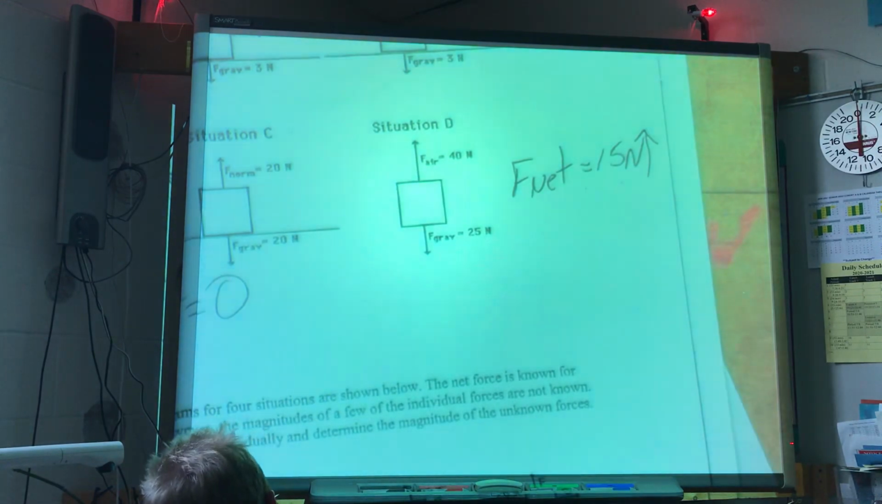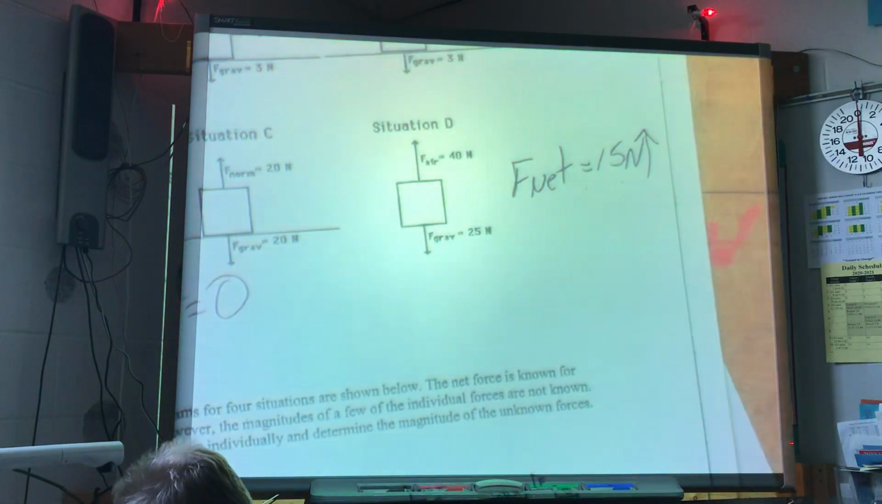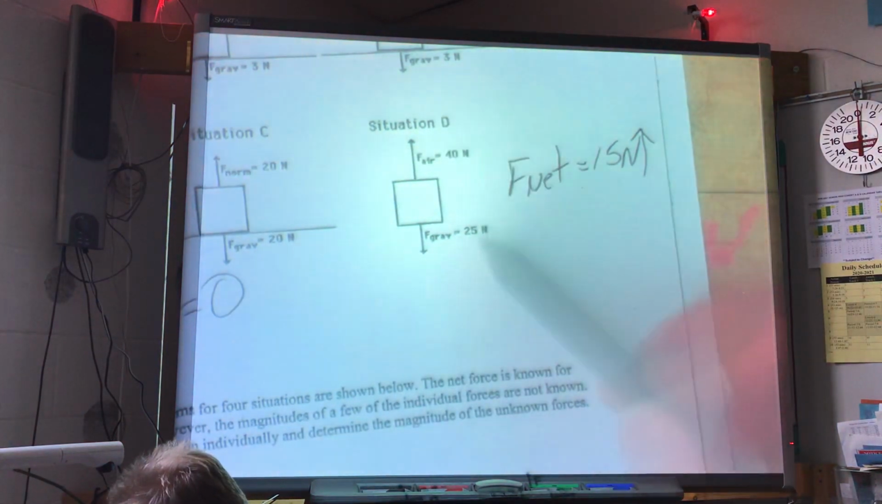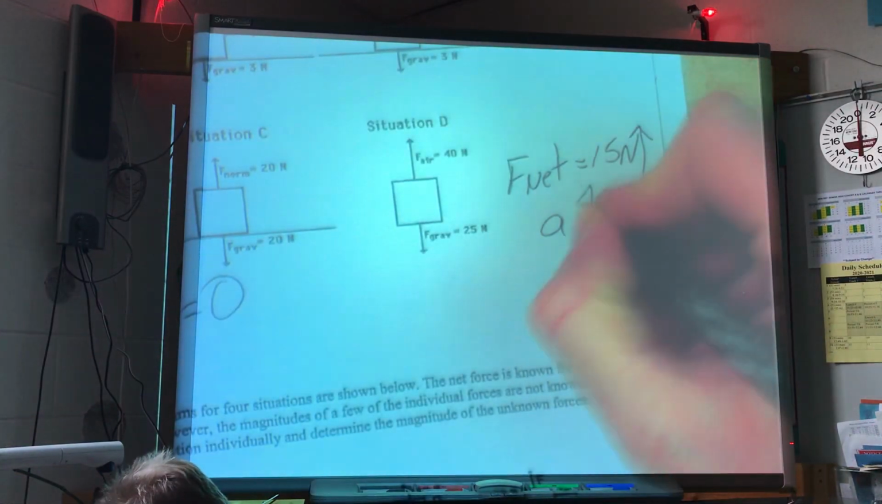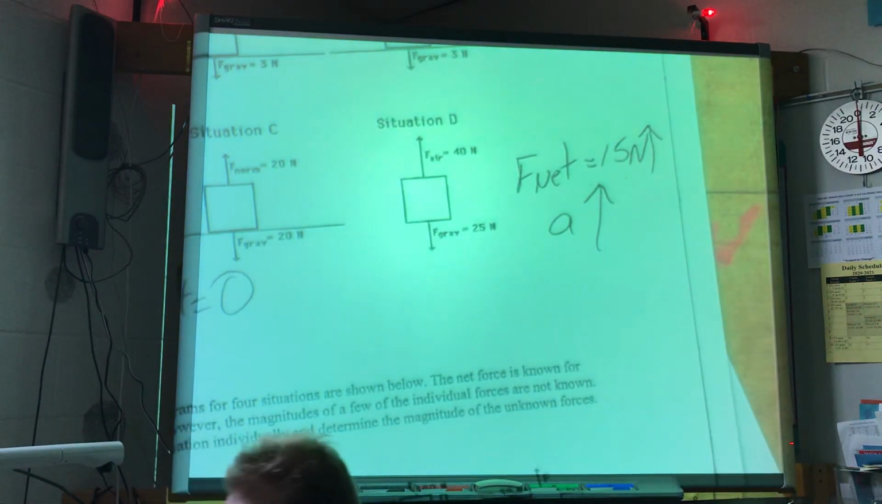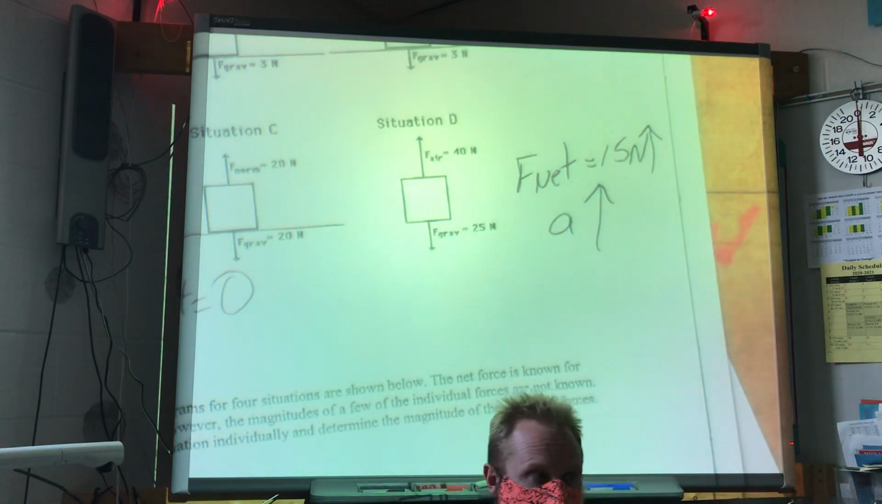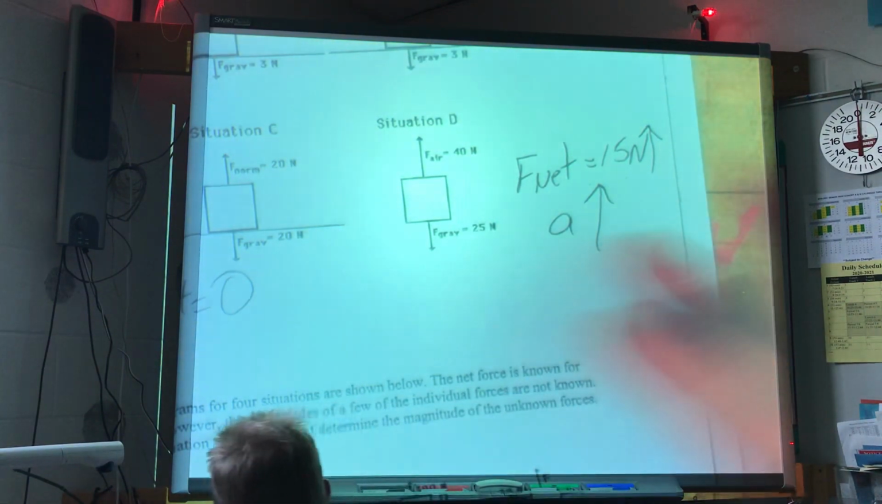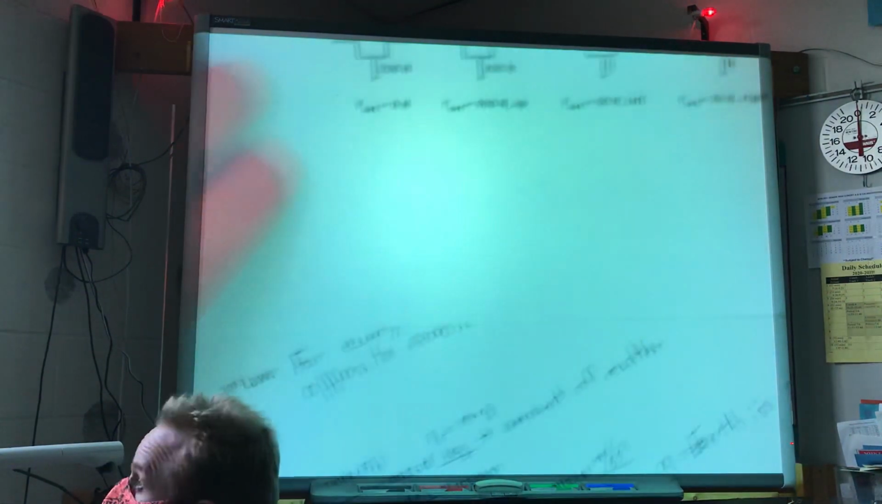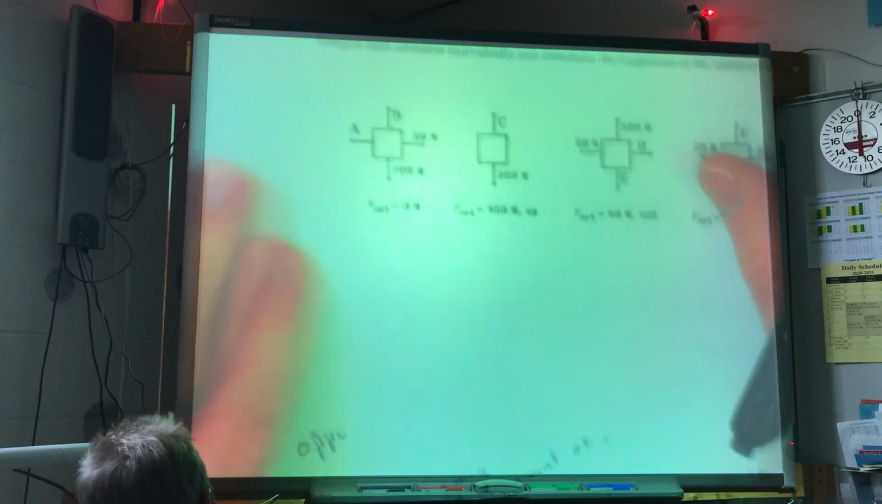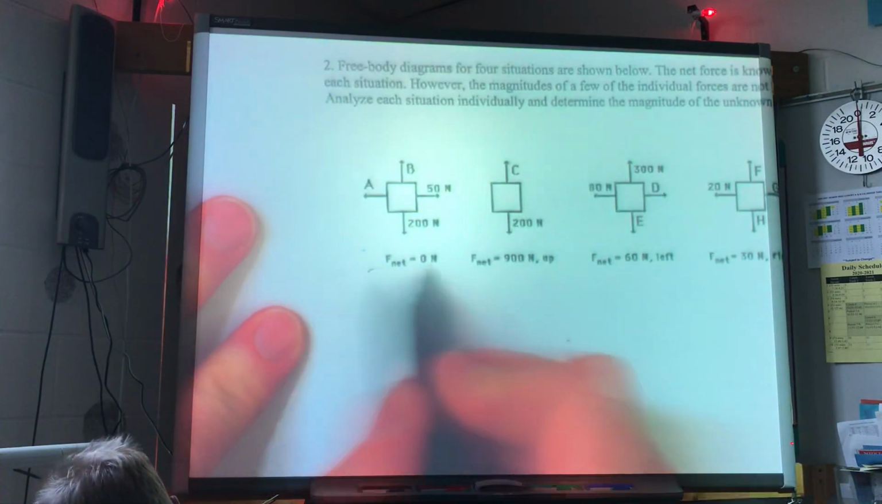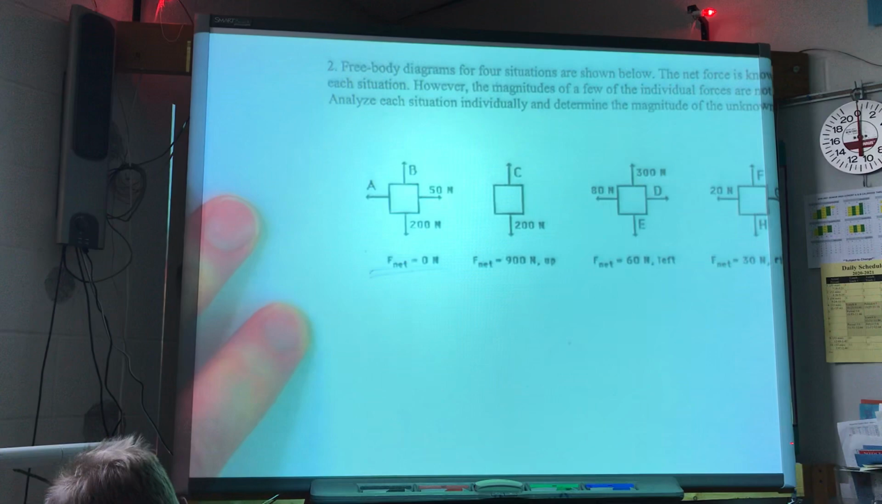15 newtons. My up is 15 newtons bigger than my down, which means my acceleration is going to be up. I don't know the number right now, but my acceleration will be up because my F net is up. Down here, it's kind of switching it. Now we're saying, what's my F? It's giving us the F net, we have to figure out the other.